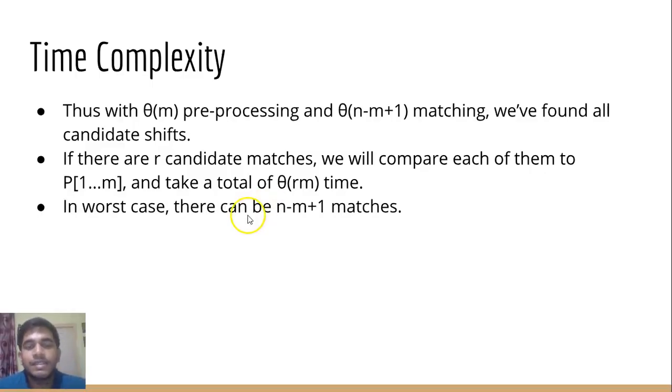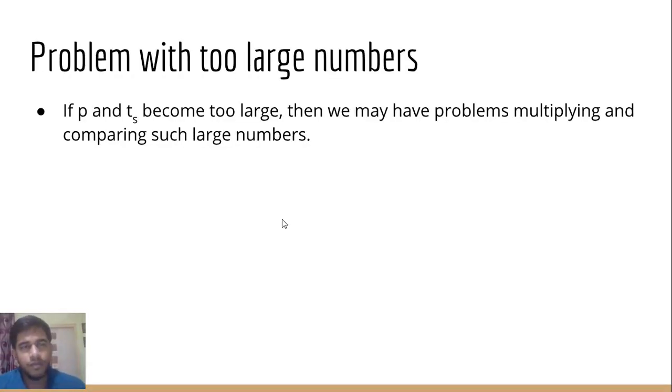In the worst case, there can be n minus m plus 1 matches. If R is n minus m plus 1, this algorithm would have taken a time of theta n minus m plus 1 into m, which is exactly the same as what the naive approach took.